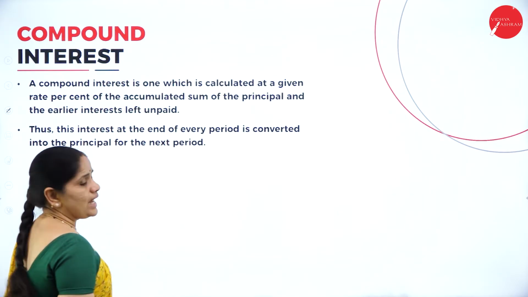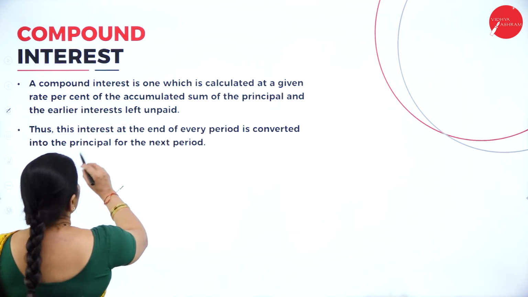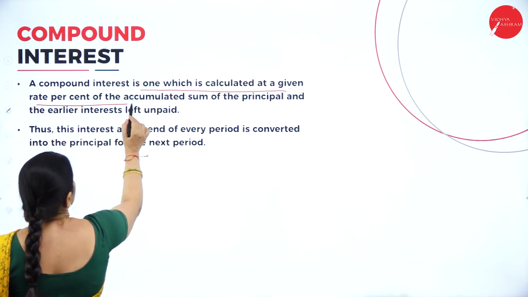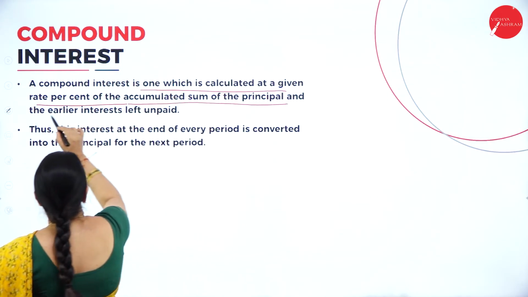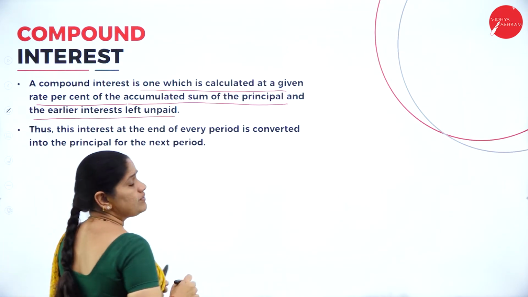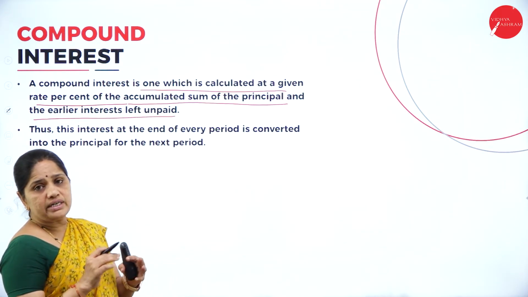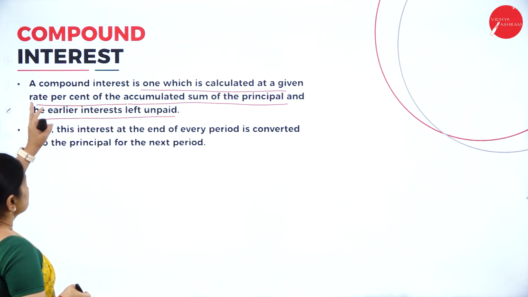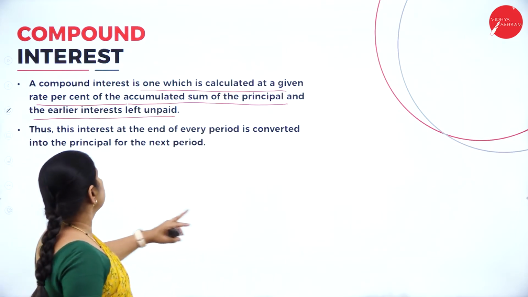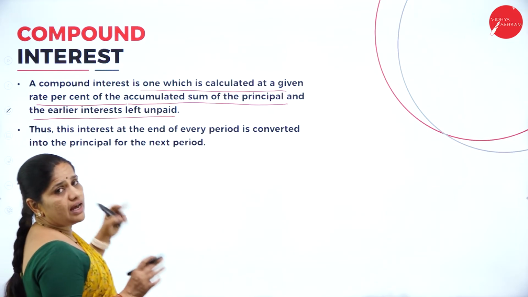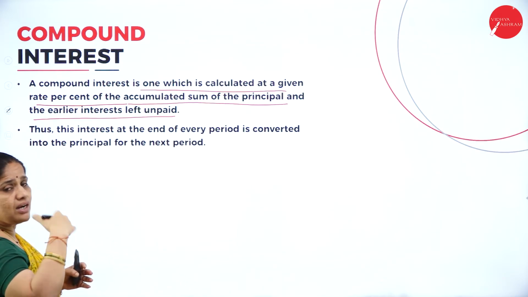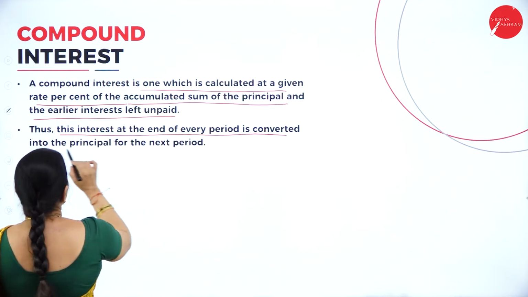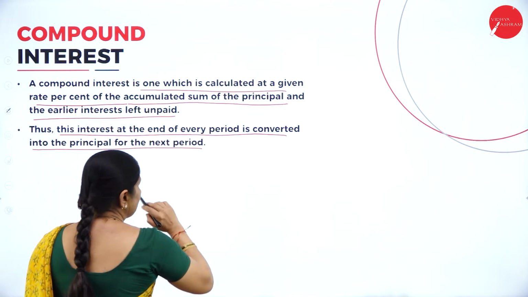Now the next one is compound interest. So compound interest is one which is calculated at a given rate percentage of the accumulated sum of the principal and the earlier interest left unpaid. So a compound interest is that amount which is accumulated on the principal. The interest which is left unpaid, on that we are having interest. So this interest at the end of every period is converted into the principal for the next period.